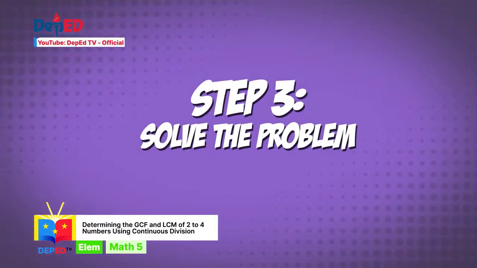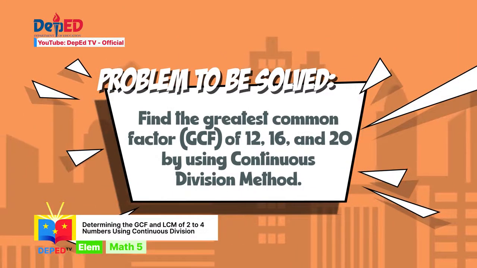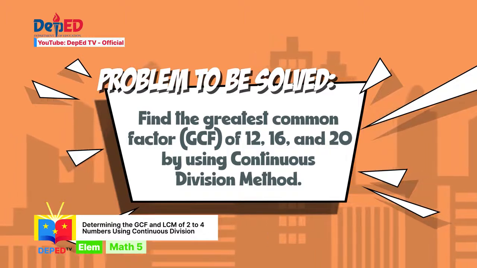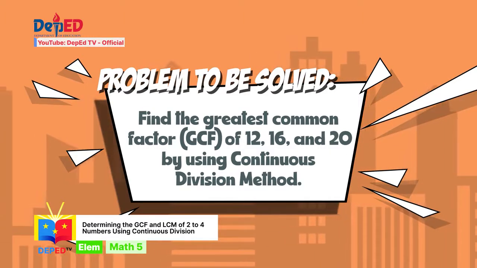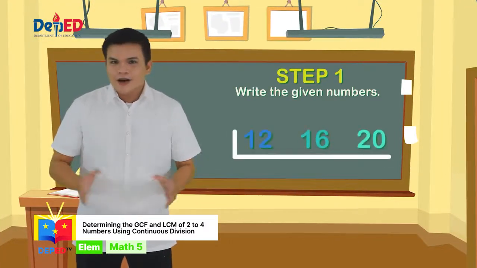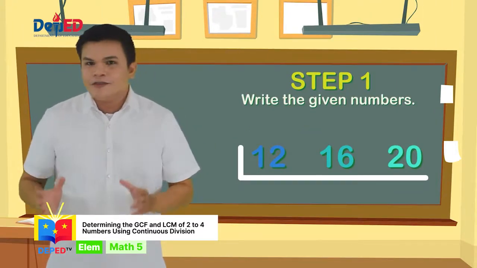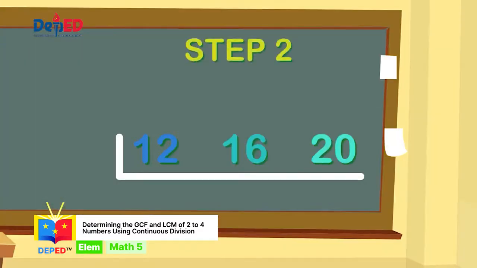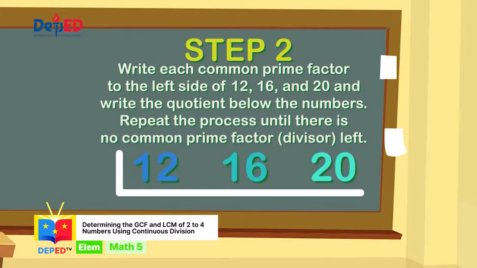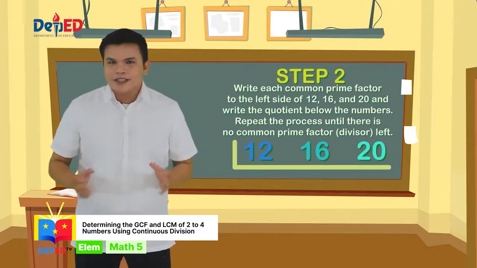Third step, let's solve. To answer the problem, let's find the greatest common factor or the GCF of 12, 16, and 20 by using continuous division method. Step 1. Write the given numbers 12, 16, and 20 in a horizontal line just like this, and determine a common prime factor that will divide all the numbers. Step 2. Write each common prime factor to the left side of 12, 16, and 20, and write the quotient below the numbers. Repeat the process until there is no common prime factor or divisor left.